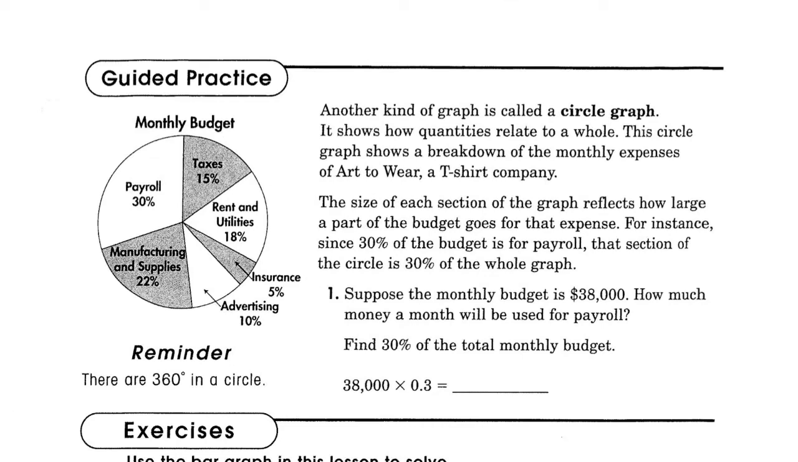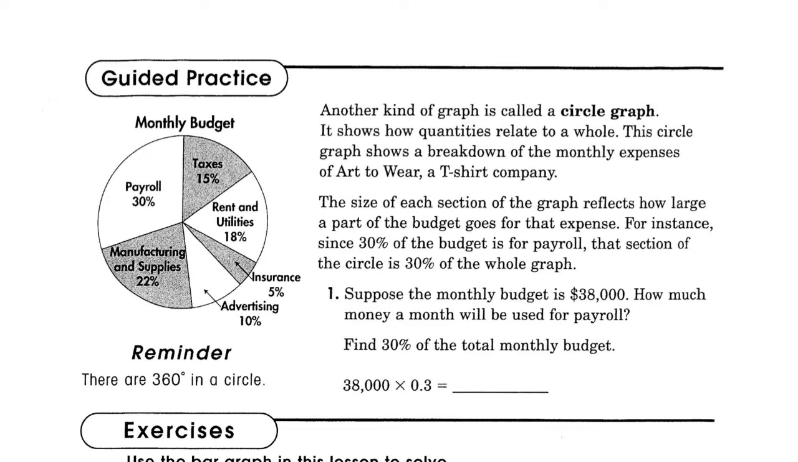Another kind of graph is called a circle graph. It shows how quantities relate to a whole. This circle graph shows a breakdown of the monthly expenses of a t-shirt company. The size of each section of the graph reflects how large a part of the budget goes for that expense. For example, 30% of the budget is for payroll. That section of the circle is 30% of the whole graph.